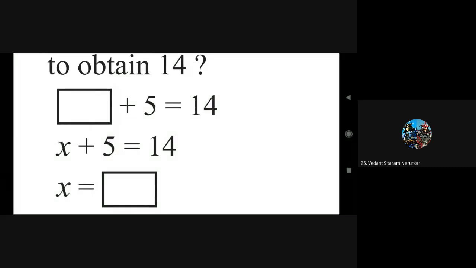मतलब क्या कि ऐसा कौन सा नंबर है जिसे हम 5 में ऐड करेंगे तो हमें आंसर 14 मिलेगा. So let us suppose we do not know that number. हमें वो नंबर पता नहीं है. So we assume that number as x. So if we add x with 5, then we get 14. And in this case, value of x is going to be 9, which is pretty straightforward.